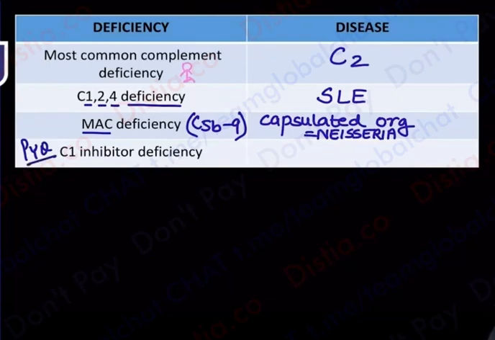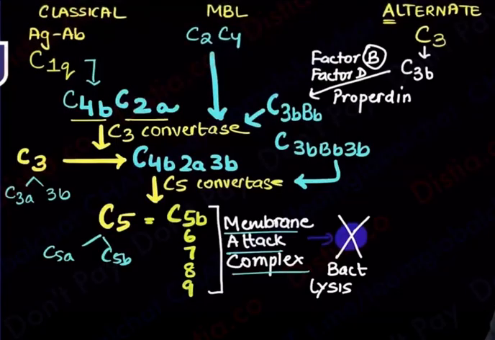What is C1 inhibitor? So now, all said and done, everything was going, this pathway was going on and on and on, and in the end, membrane attack complex was forming everywhere, bacteria was being killed. Do you need something that should stop this pathway? Because if this keeps going on in my body 24/7, it will end up killing me only. It will end up killing my own cells. So when required, it should work, and when not required, it should not work.